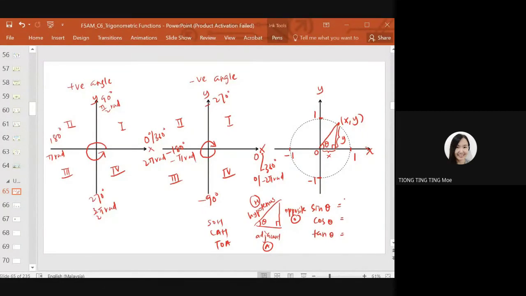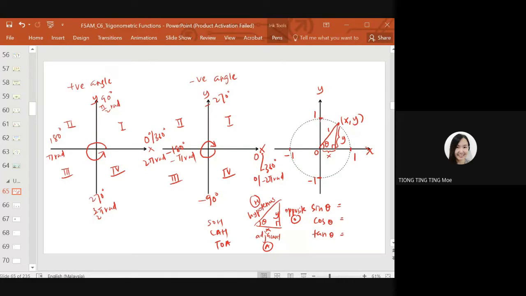So all over H. So we put the value here. This is X. This is y. Then what is the value for the hypotenuse? Can anyone tell me what is the value for the hypotenuse? Hypotenuse here is, yes, 1 because of the radius.